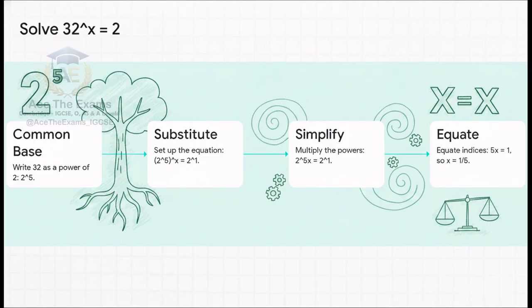Now look at what we've reconstructed. Both sides have a perfectly matched base of 2. For this equation to be mathematically true, the little numbers must be equal to each other.